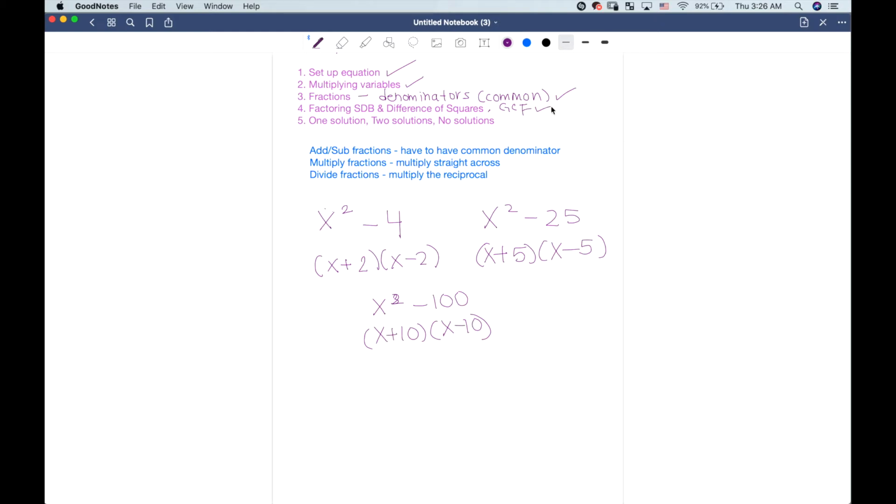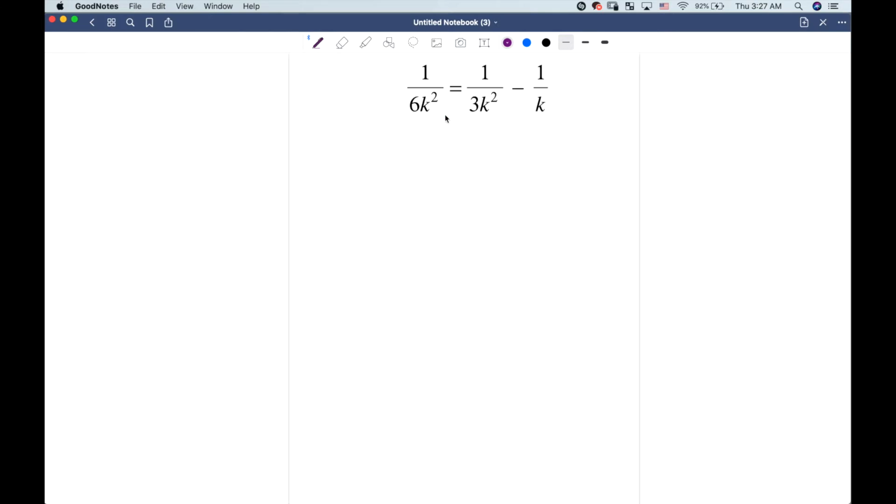Last thing you need to know is that when you're solving rational equations, you will either get one solution, two solutions, or no solutions. Those are the only possible answers that you can get. Here's a first example.